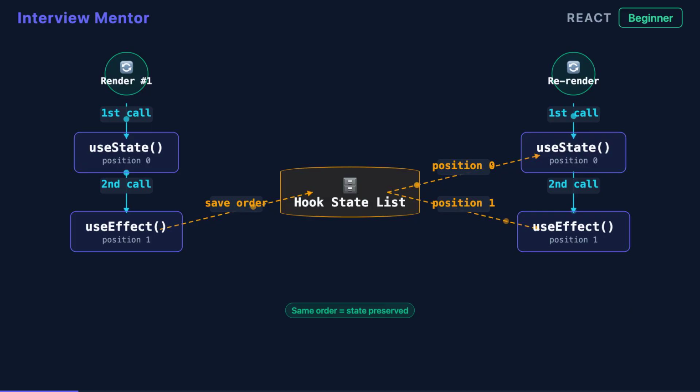On the first render, React creates a linked list. Each hook call adds a node. On every re-render, React walks through that same list in sequence, matching each hook to its saved state by position. First hook called gets first state. Second hook called gets second state. This positional tracking is what makes hooks work.